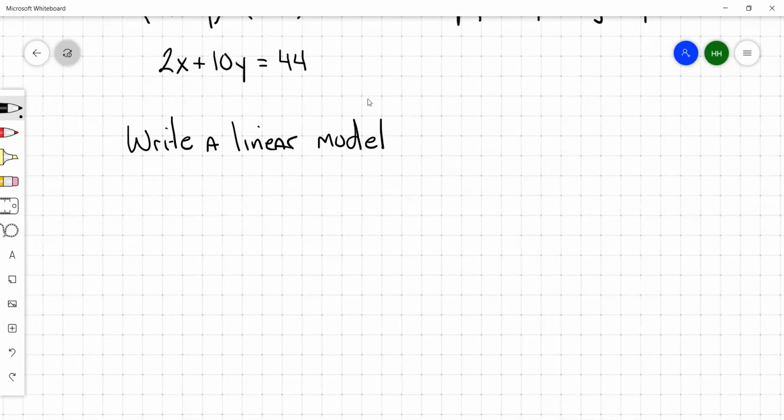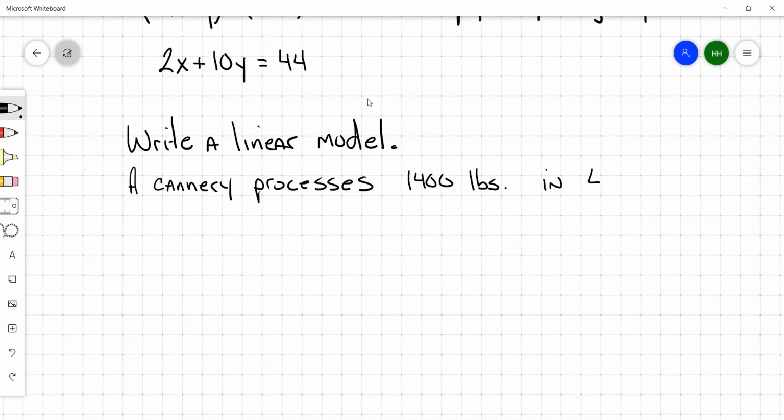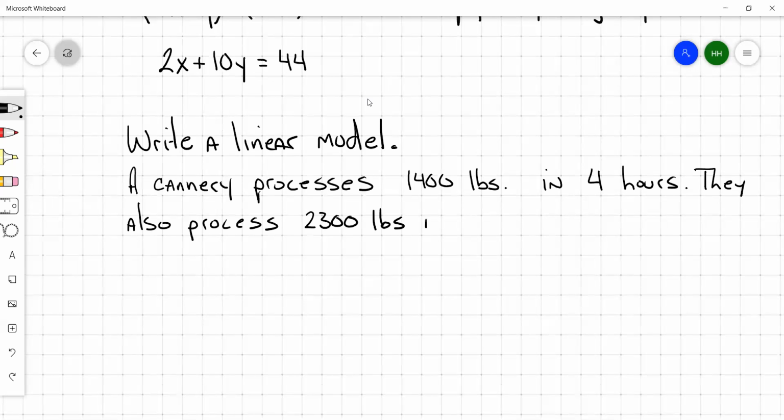But here's how you're going to solve all of the problems. In this one problem, it tells you that a cannery, and I'm going to change the numbers, processes. Let's say they process 1,400 pounds of strawberries in 4 hours. They also process 2,300 pounds in, let's go with, 6.5 hours.